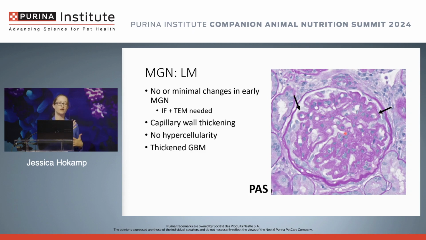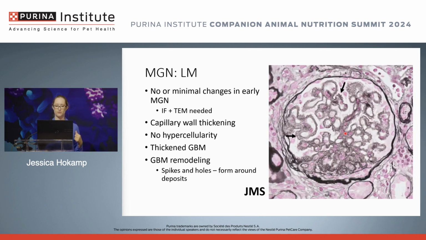So when we have an early membranous glomerulonephritis, we oftentimes don't see a lot of changes on light microscopy, and therefore we do need immunofluorescence and TEM available. We have capillary thickening when we actually start to see changes on light microscopy, without hypercellularity, and we'll have a thickened glomerular basement membrane.